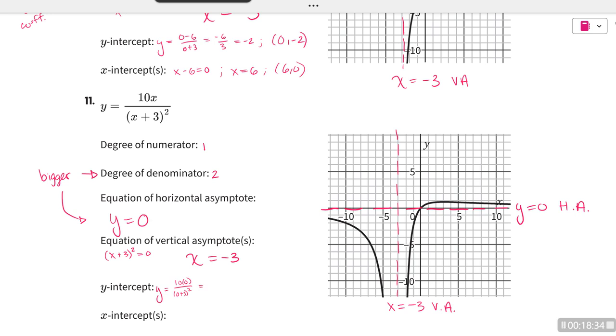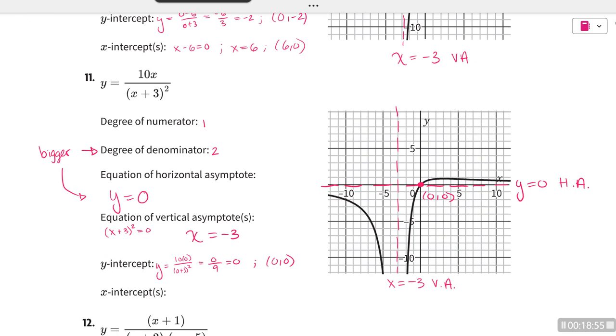Anytime we have that top turned to 0, it doesn't actually matter what the bottom is. This becomes 3 squared. I'll just write 9 right away. But it just becomes 0, which means this is also an x-intercept. We have 0, 0, which we see on our point there. So it actually falls directly on the horizontal asymptote.